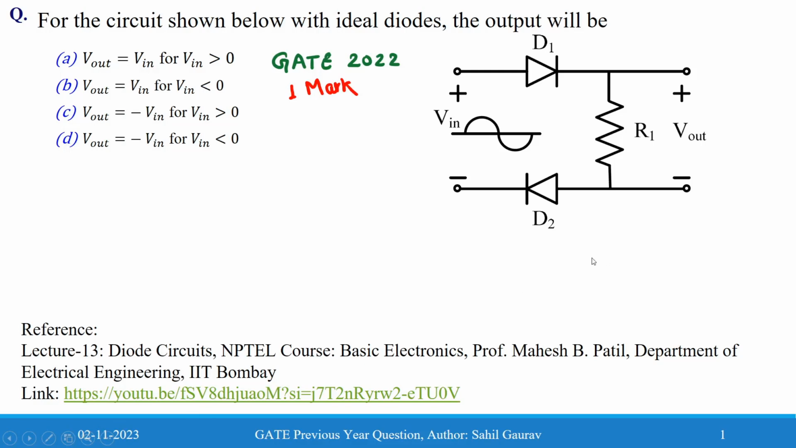This figure is shown here and you have to find the output based on the input voltage condition for the positive half cycle and negative half cycle.